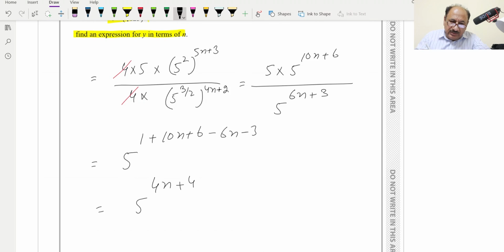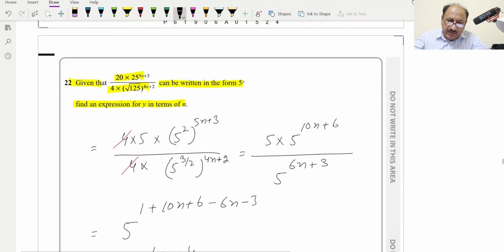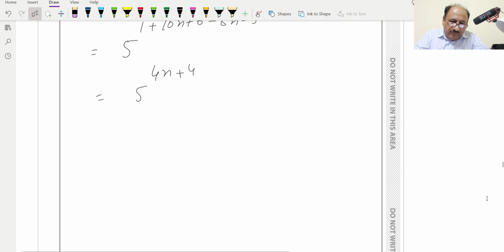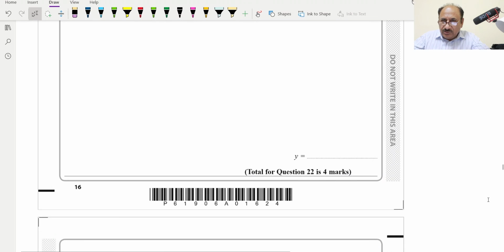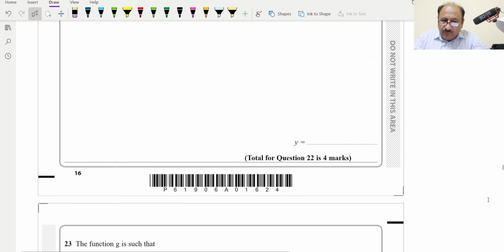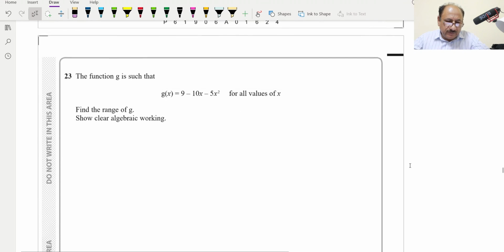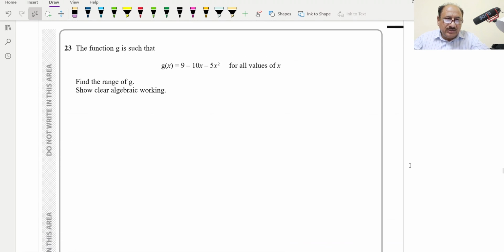can write this as they are saying 5 raised to power y. So 5 raised to y will be this portion, so we can write y is equal to 4n plus 4, and this will be the final answer for this question, which is 4n plus 4. This will be the final answer. Hopefully you understood this. Now question number 23.